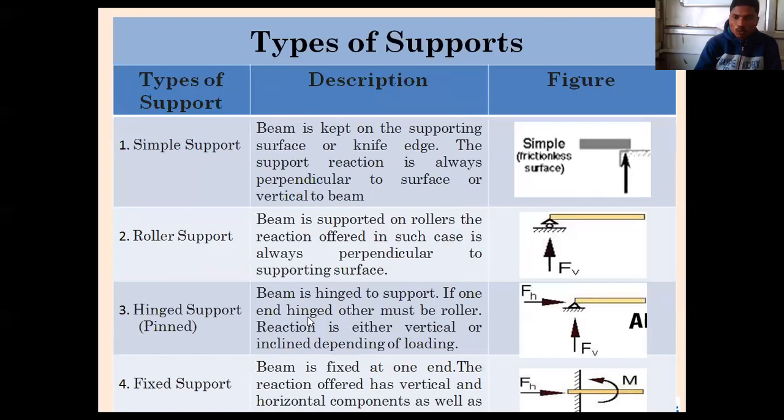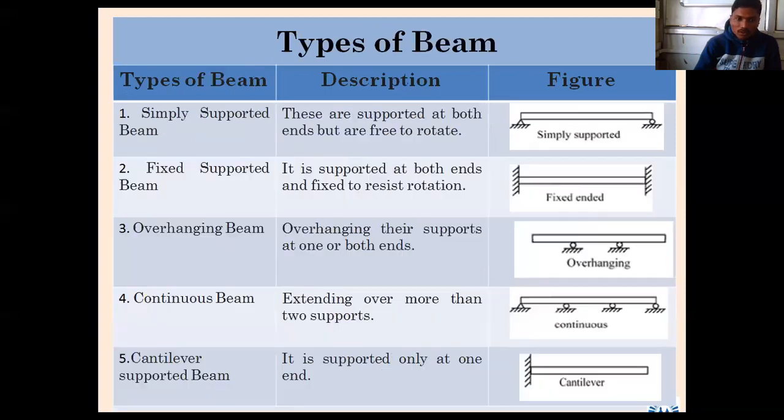Then types of supports, there are 4 types: simple support, roller support, hinged or pinned support, and fixed support. And the reactions are also important. You remember, for simple and roller, how many reactions will be there? Only one reaction. For hinged support, there will be two reactions. And for fixed support, 2 reactions plus one moment.